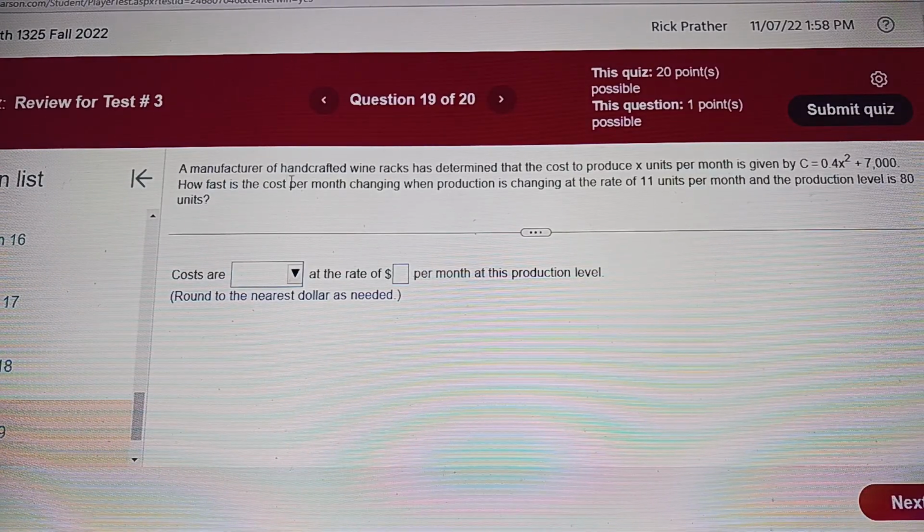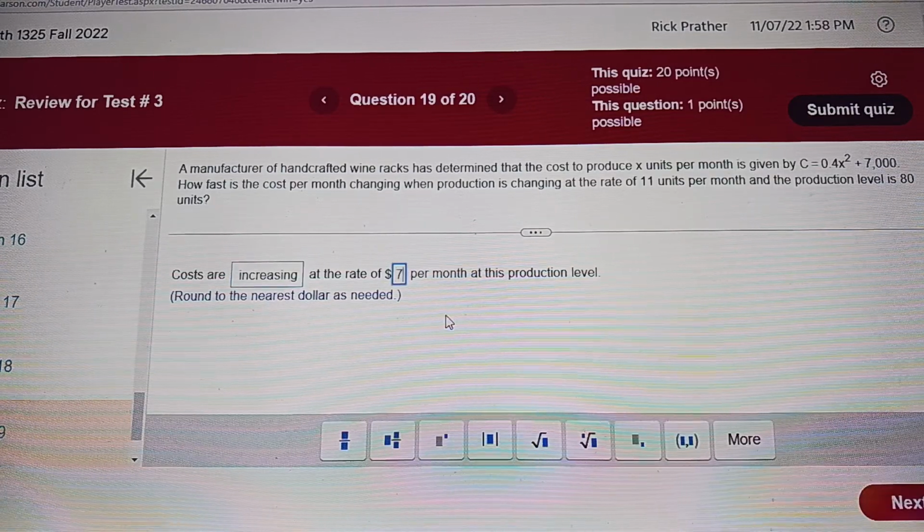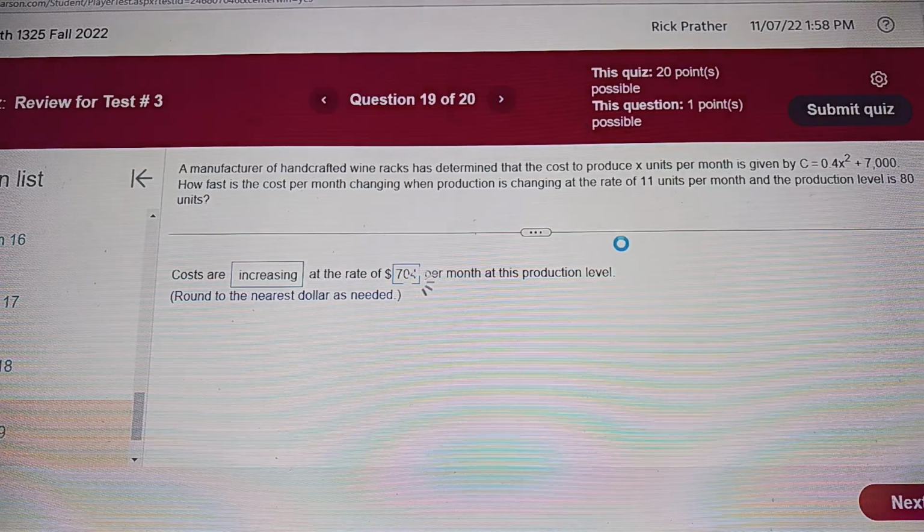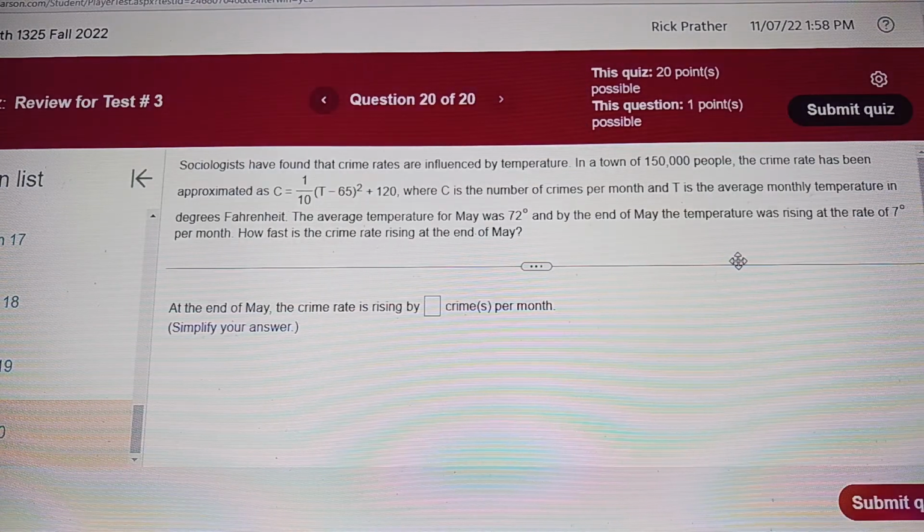Nearest dollar, just make sure they don't have like hundreds of dollars or anything like that. Let's see where it says anything about the dollars. Okay, it must just be dollars. So it's increasing at $704 per month. The only thing to watch out for is sometimes in the paragraph they'll say in hundreds of dollars. So then you'd have to add 2 zeros to this, but it doesn't mention anything about that. So you can just assume it's regular dollars.